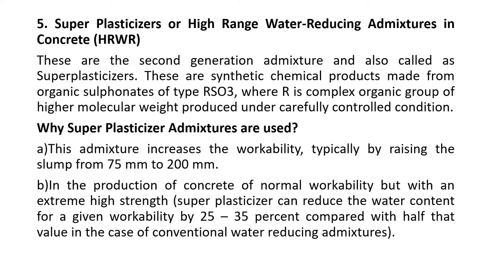Why are superplasticizer admixtures used? These admixtures increase the workability, typically by raising the slump flow from 75 mm to 200 mm, in the production of concrete of normal workability but with extremely high strength. Superplasticizer can reduce the water content for a given workability by 25 to 35%, compared with half that value in the case of conventional water reducing admixtures.